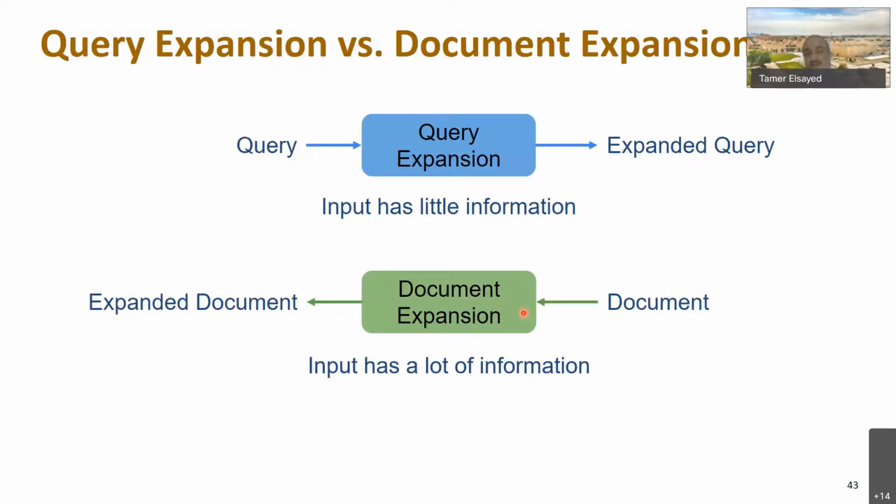Another difference between them: query expansion is done offline or online? Online, of course. How about document expansion? It's offline. Document expansion is query independent, so we can do it offline, in the pre-processing phase. We expand every document and then we index it.